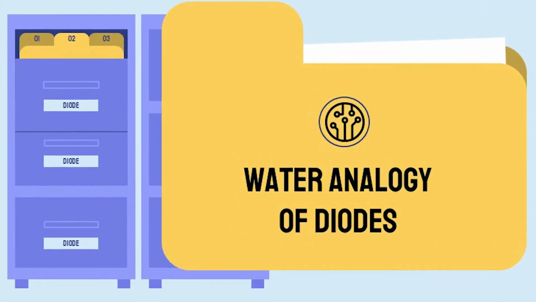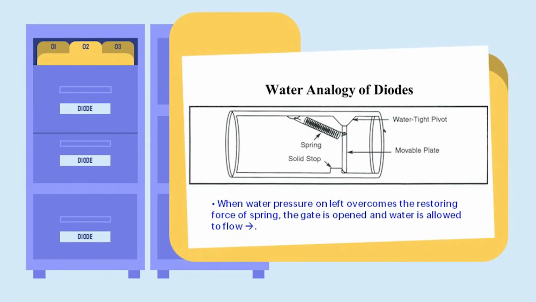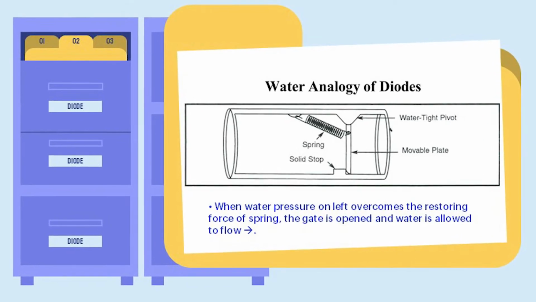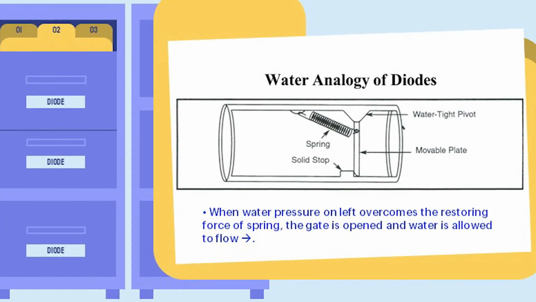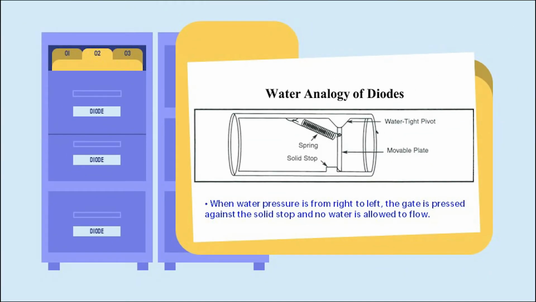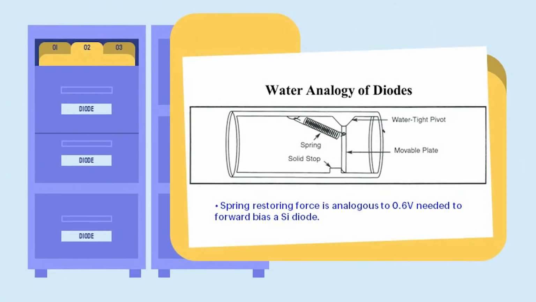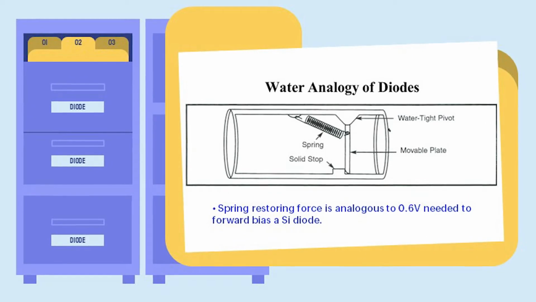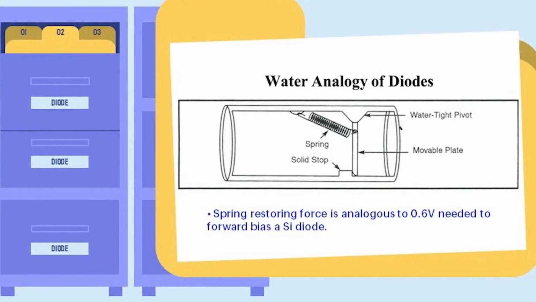Water analogy of diodes. When water pressure on the left overcomes the restoring force of the spring, the gate is open and water is allowed to flow. When water pressure is from right to left, the gate is pressed against the seat. The door stops and no water is allowed to flow. Spring restoring force is analogous to the 0.6 volt needed to forward bias a silicon diode.